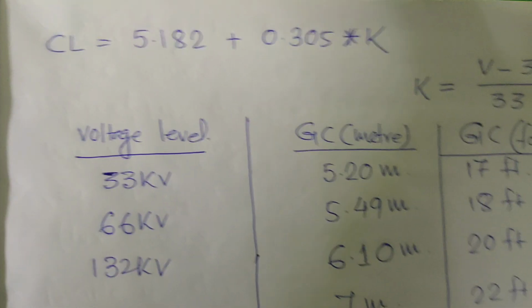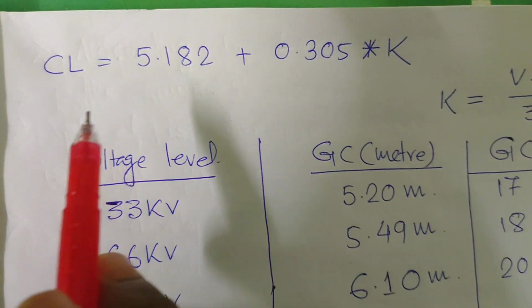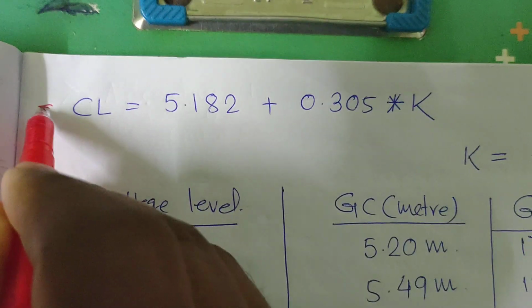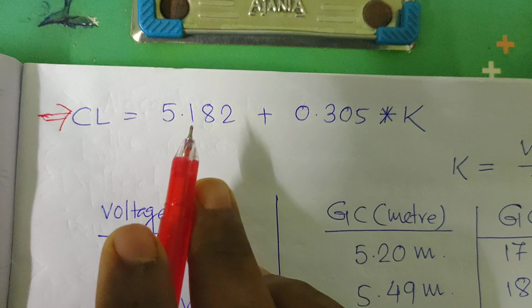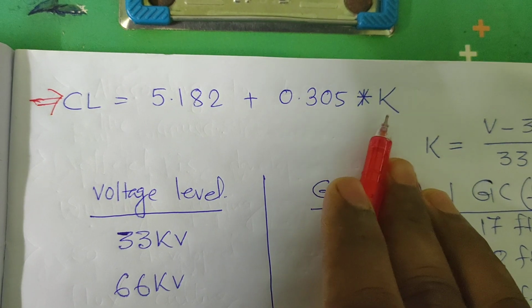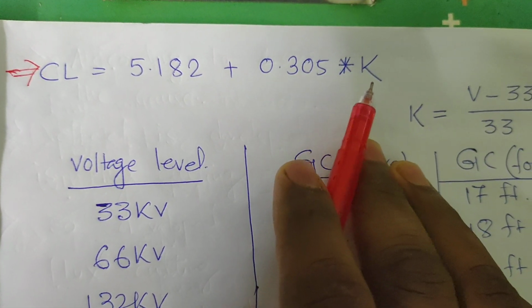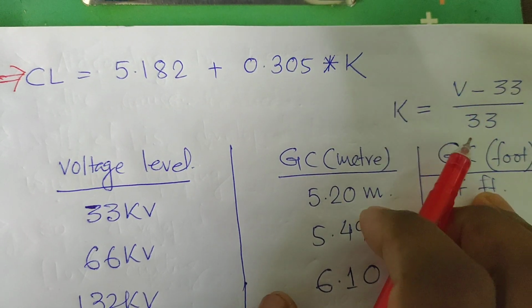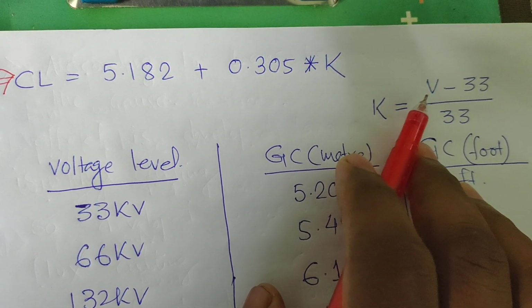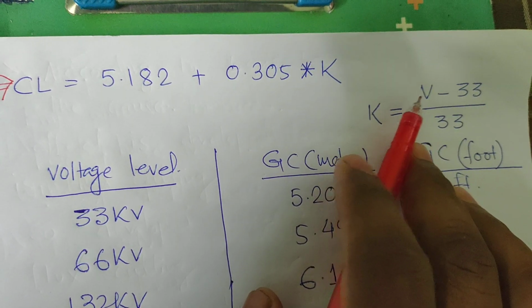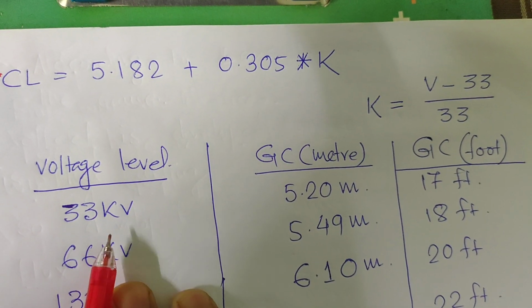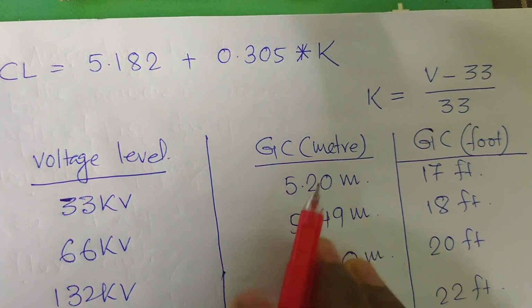Now discuss about the formula, because the clearance. CL means clearance. So clearance equal to 5.182 plus 0.305 into K. So what is the K? K is a factor: voltage minus 33 by 33. Which voltage level you should calculate? You should have to calculate. So you have to put here the V. Suppose the 33, so that will be 0, that will be 0.